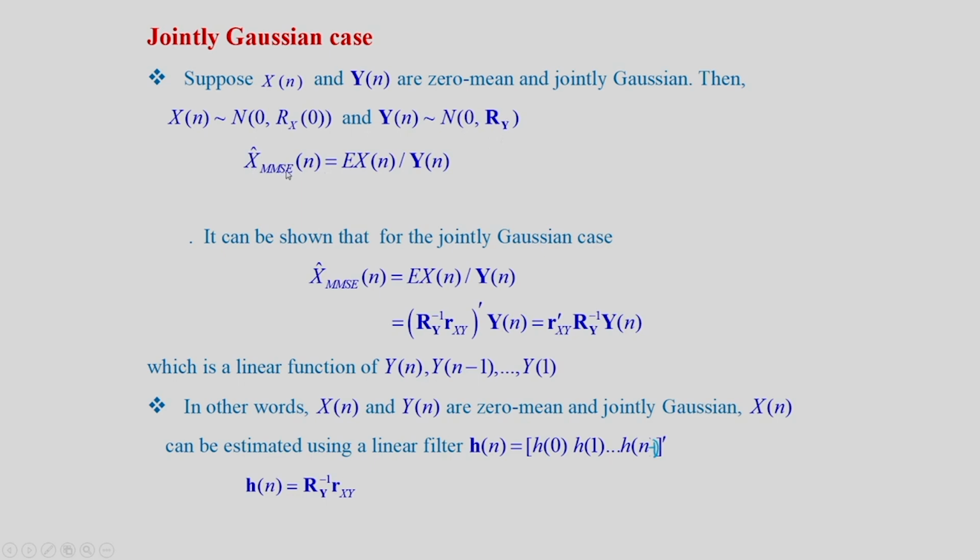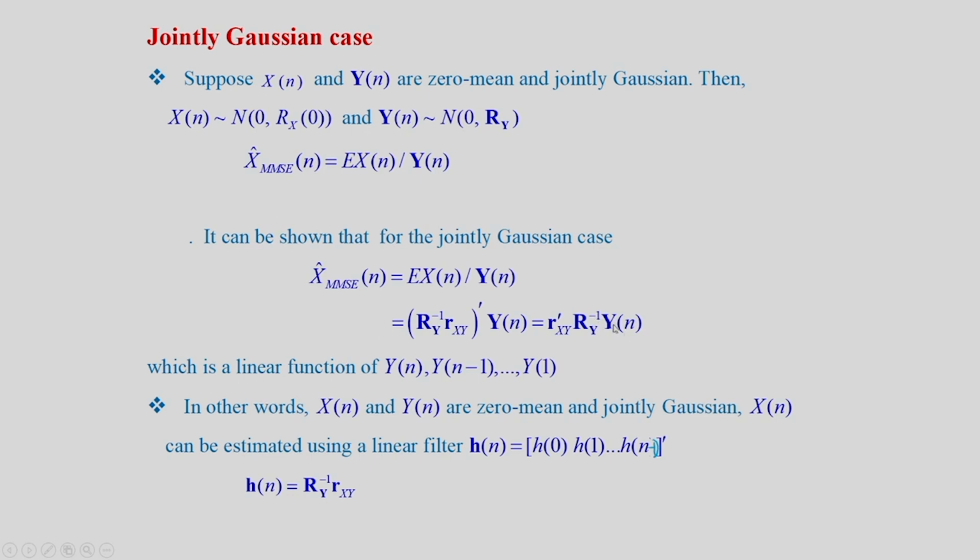In that case, x at MMSE n will be given by E of xn given yn vector. It can be shown that for jointly Gaussian case, this MMSE x at MMSE n is given by E of xn given yn, that is equal to transpose of Ry inverse into rxy into yn vector. Now, writing this transpose as rxy vector into Ry inverse, we are taking the transpose of the product. So, we will get like this, and Ry is anyway a symmetric matrix, therefore, this will remain the same. So, we will get rxy vector transpose into Ry inverse into yn.